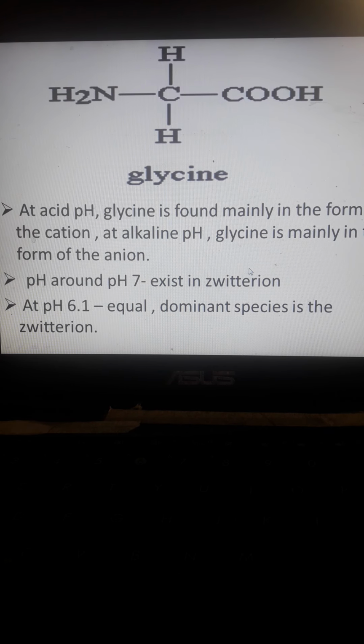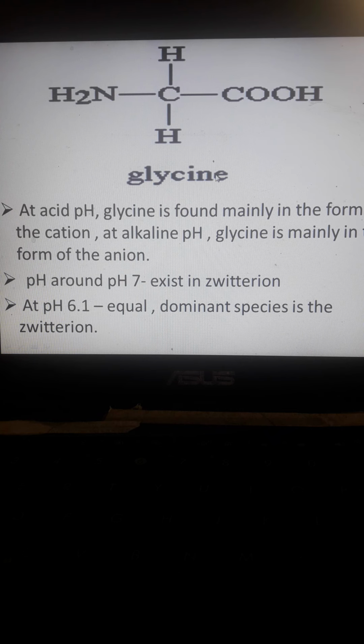So the alpha carboxyl group has a dissociation constant of 2 to 2.4, and the alpha amino group has a dissociation constant of 9 to 9.7. So this is base and this is acid. Okay? Next. The first and the smallest of all amino acids is known to be glycine. Glycine is found mainly in the form of cations. Usually glycine is not chiral because it has the same hydrogen.